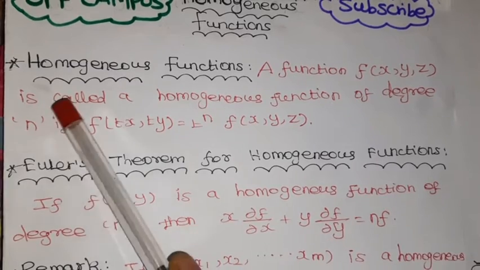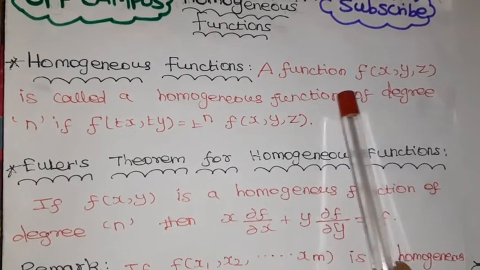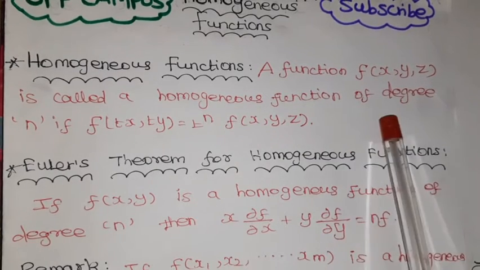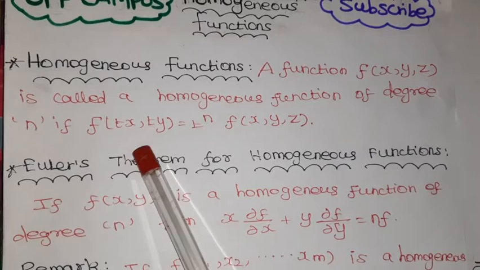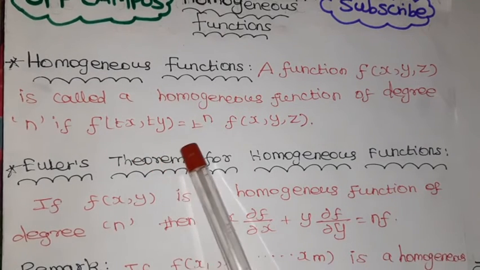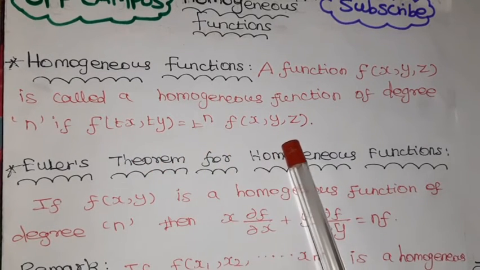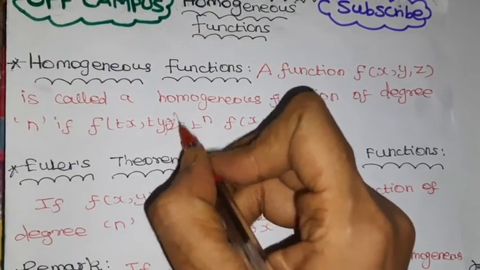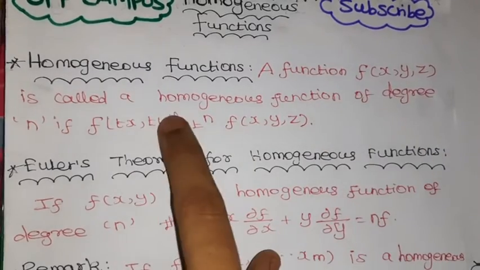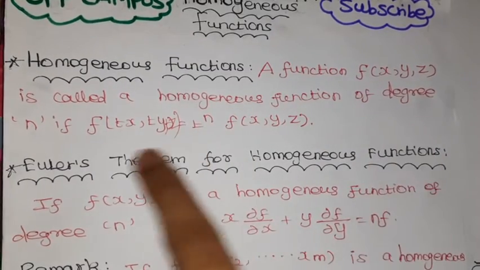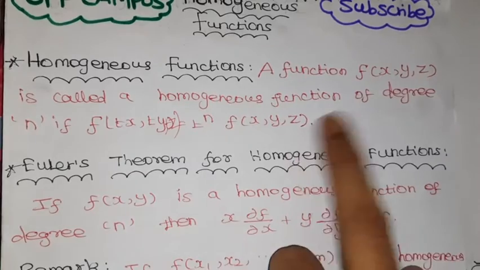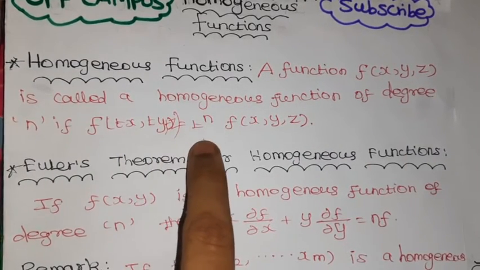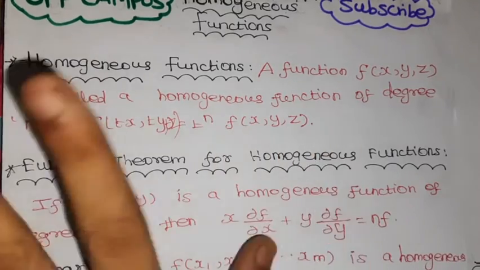Okay, we start. Homogeneous functions. A function f of x comma y comma z is called a homogeneous function of degree n if f of tx comma ty comma tz equals t power n f of x comma y comma z. So it is a function of x, y, z. It is called a homogeneous function of degree n if f of tx, ty, tz equals t power n times f of x, y, z.